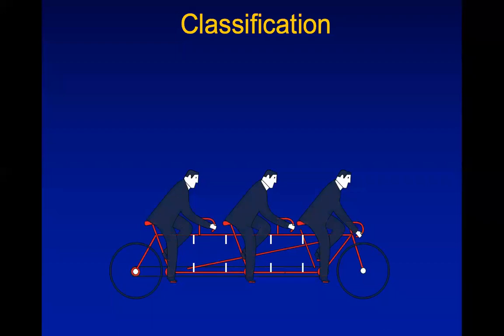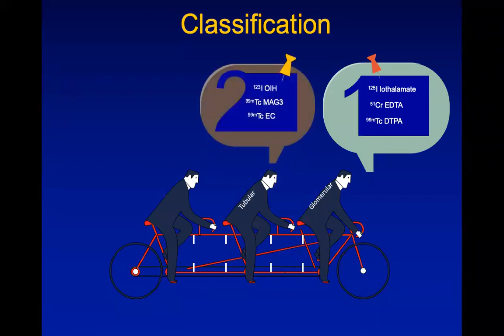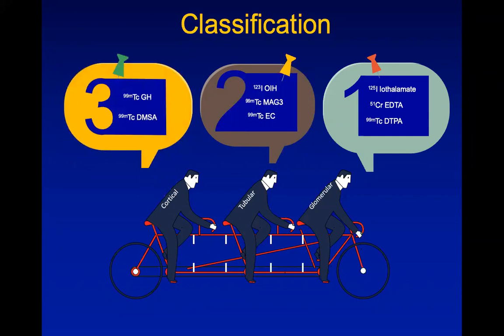Now the classification: if I use the analogy of a triple rider cycle, the different parts of the nephron are used by these tracers. The glomerular tracers include technetium-99m DTPA, chromium-51 EDTA, and I-125 iothalamate. Of these, it's only the DTPA which is used in imaging. Chromium-51 EDTA we used to use for determination of GFR earlier, as we did with iodine-131 iothalamate, but these are no longer in common use. The tubular agents, those that are secreted by the renal tubules, include MAG3, EC, and I-123 OIH. And the cortical agents are GHA and DMSA.